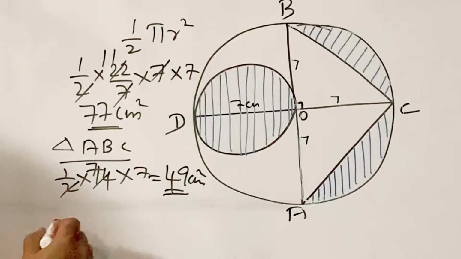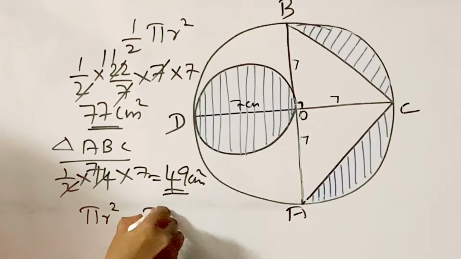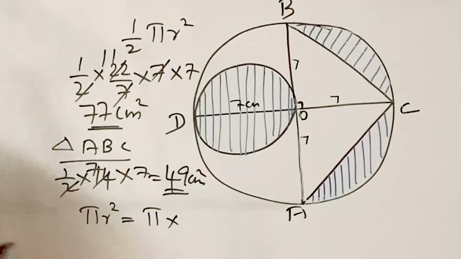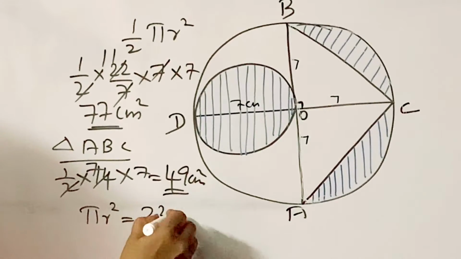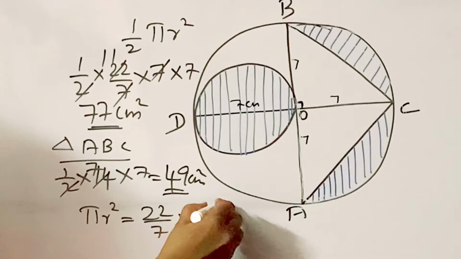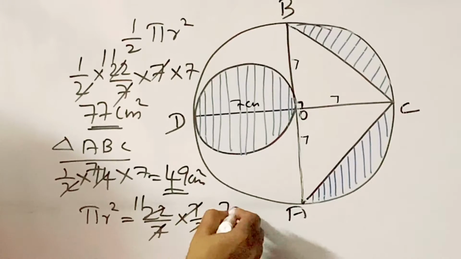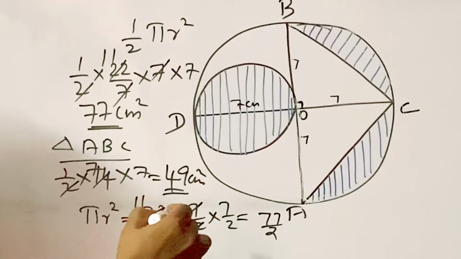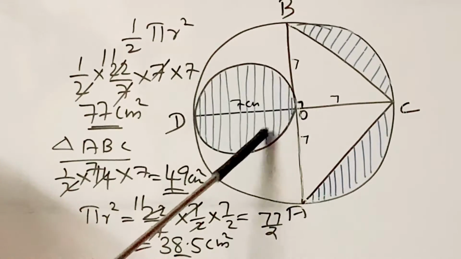Now find out the area of this circle. What is the area of that circle? It is pi r square. Then what is r there? The diameter is 7, so r is 7 by 2. Pi, take it as 22 by 7, into 7 by 2 into 7 by 2. That is 77 by 2. What is 77 by 2? 38.5. 38.5 centimeter squares is the area of the small circle.